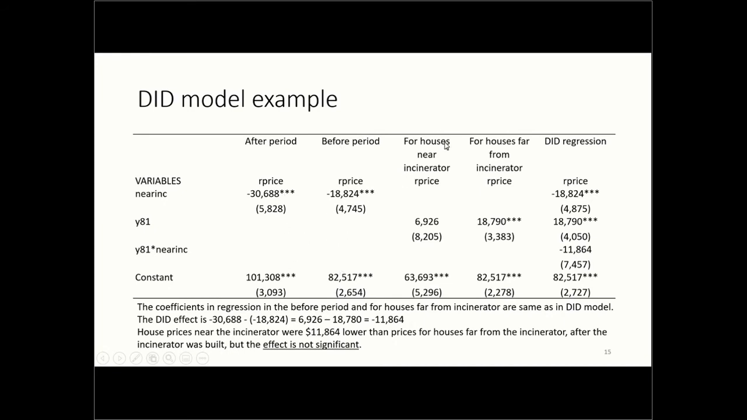And here's for houses near the incinerator and houses far from the incinerator. Again, we went over these slowly. Now, no one would do these two regressions and then these two regressions. Everyone would do straight the DID regression, and that's how we do it. We have a dummy variable for near the incinerator, one for the after period, and then the interaction between the two. And these are the coefficients that we find here.